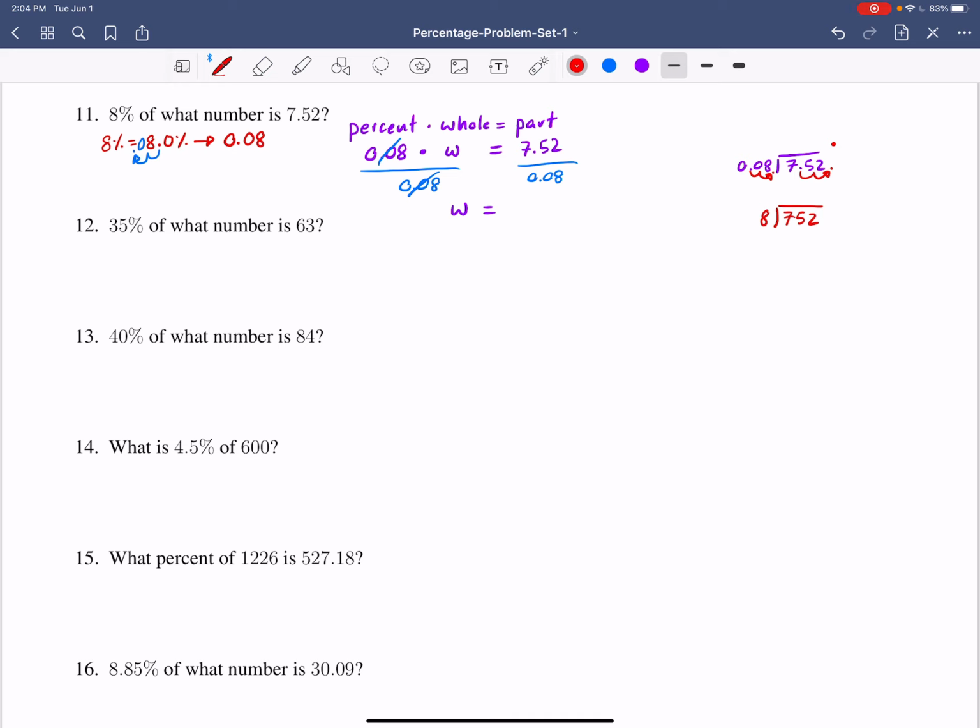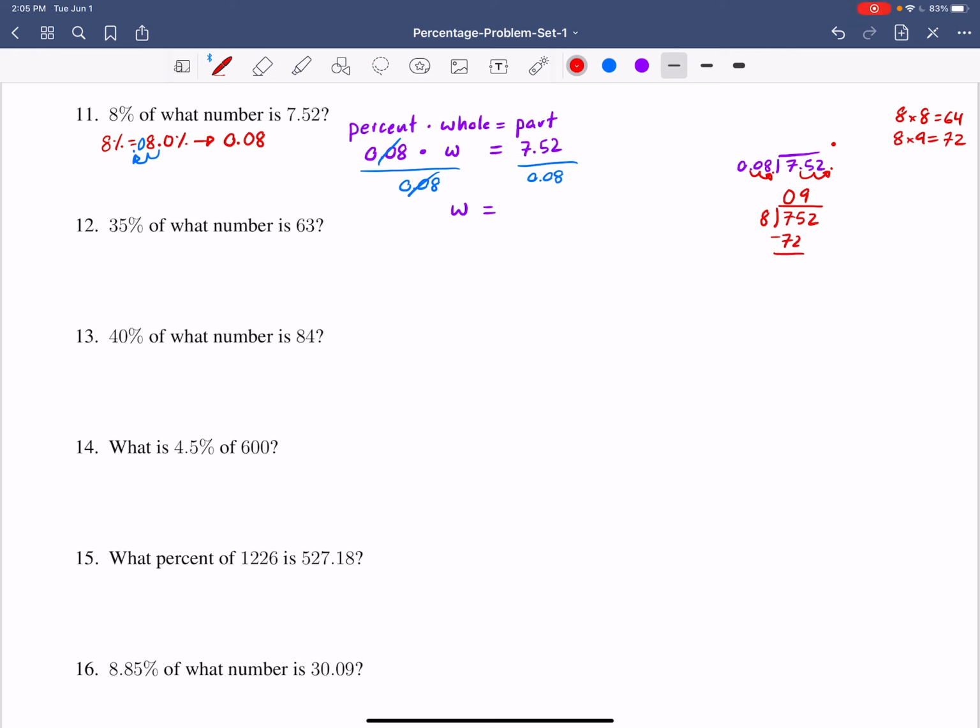So now we ask, how many times does 8 go into 7? The answer is 0 times. How many times does 8 go into 75? Well, I know that 8 times 8 is 64. So what is 8 times 9? Well, 8 times 9 is 72. So 8 goes into 75 9 times, and we get 72.